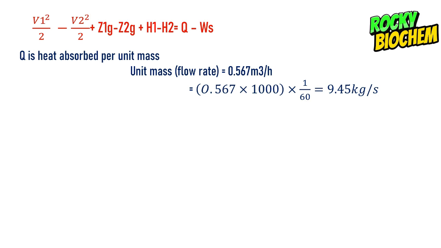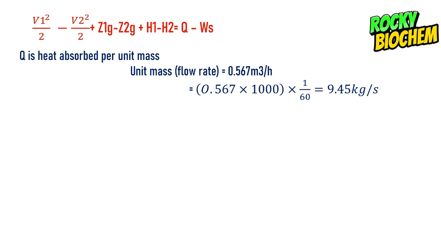But before then, the unit for the flow rate was given in meter cube per hour. Try to do the conversion from meter cube per hour to kilogram per second. And that is done by multiplying it by 1,000 and then 1 over 60. When you multiply it by 1,000 and then 1 over 60, then you'll be able to convert it from meter cube per hour to kilogram per second. So please don't forget this particular conversion as well.